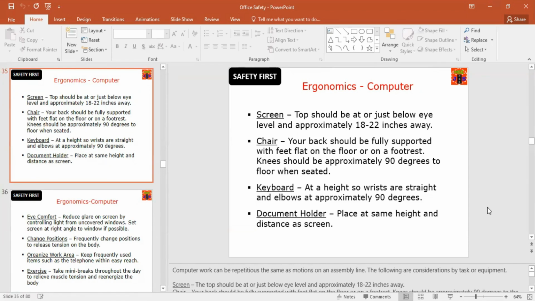If we discuss the chair of the user, your back should be fully supported with feet flat on the floor or on a footrest. Knees should be approximately 90 degrees to the floor when seated. If we discuss the keyboard, it should be at a height so wrists are straight and elbows at approximately 90 degrees. If we discuss the document holder, it should be placed at the same height and distance as the screen.